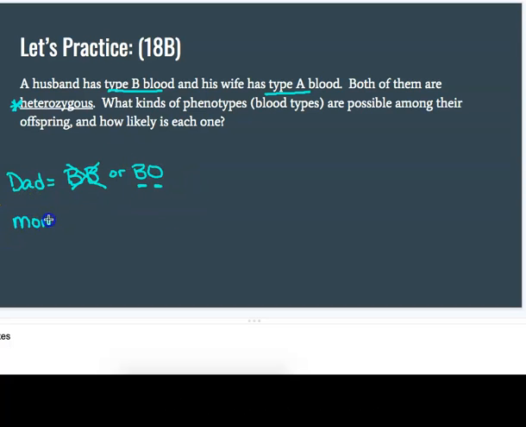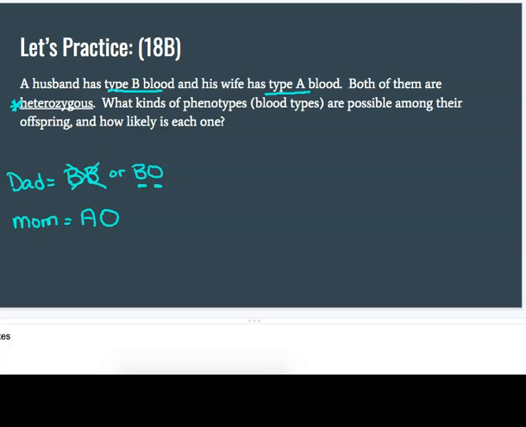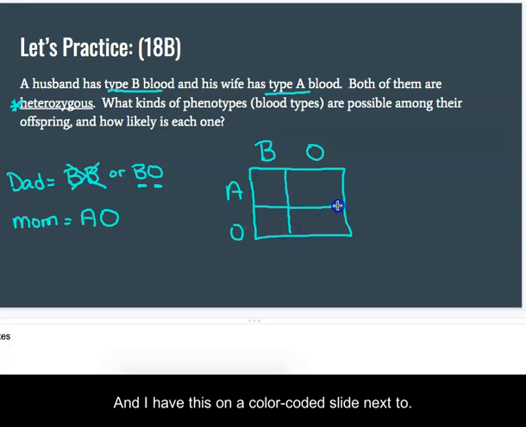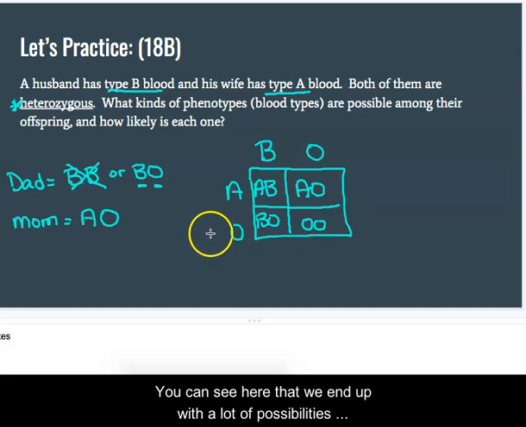We know mom is also heterozygous. So I know mom is AO. She could not be AA. AA would be homozygous. So if I create a Punnett square, and I have this on a color-coded slide next too. But just kind of working it out, you can see here that we end up with a lot of possibilities.